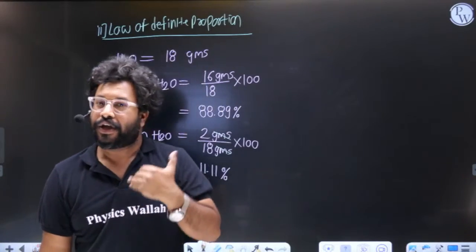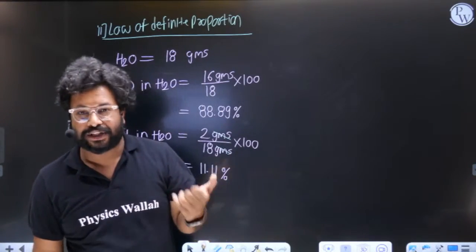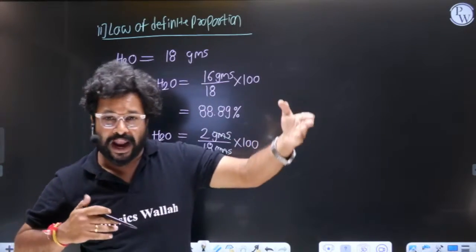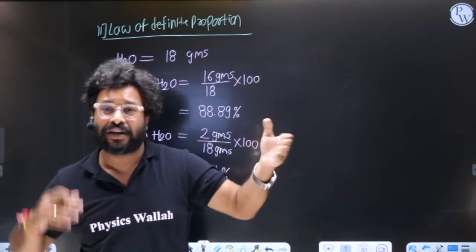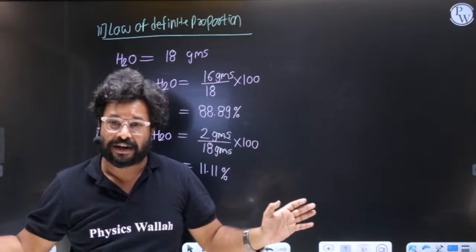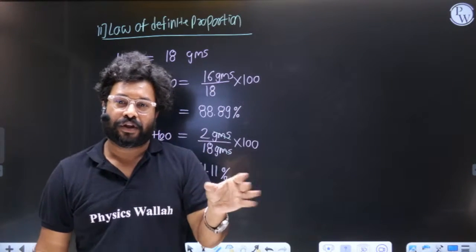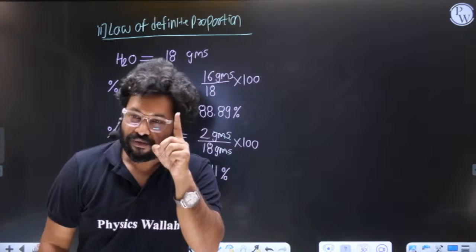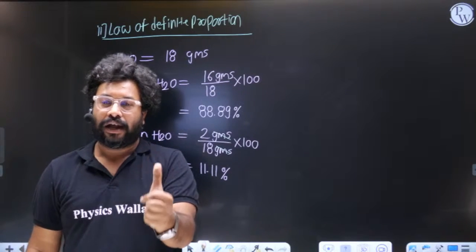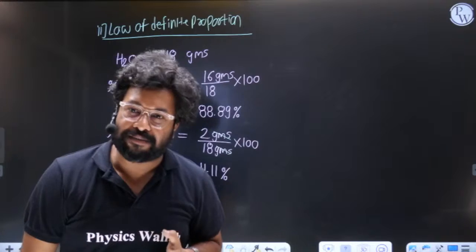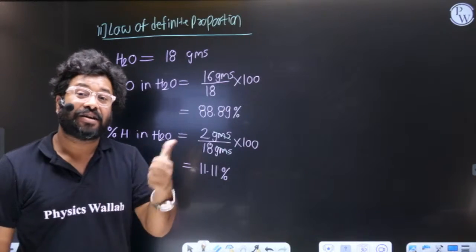no matter what is the source of the water. You can fetch the water from the gutter, from the river, wells, lakes, ocean, streams, doesn't matter what source you take the water from. Water would always have 88.89% by weight as oxygen and 11.11% by weight as hydrogen.